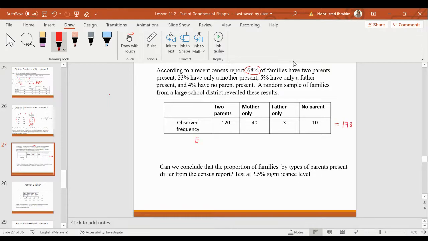The observed value for the first one, for the two parents, 68%. So 68% times 173, it will be 117.64. I'll make it 118.